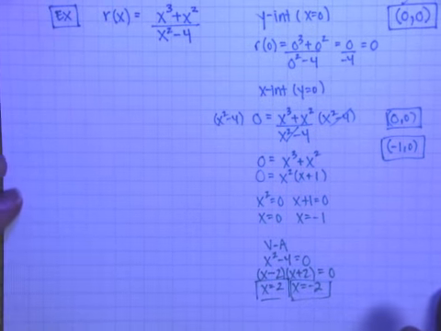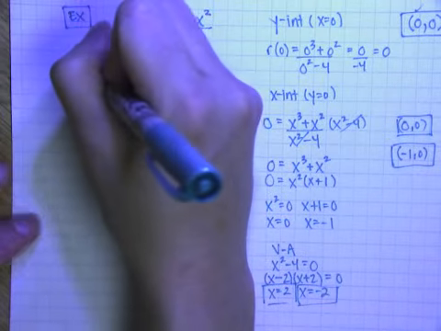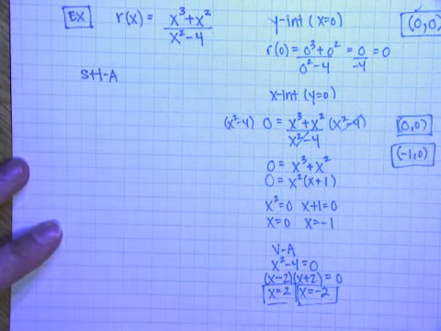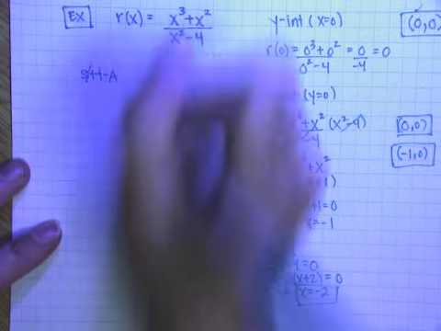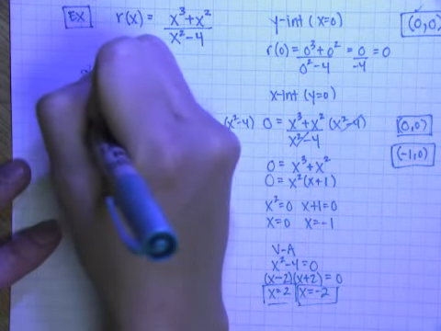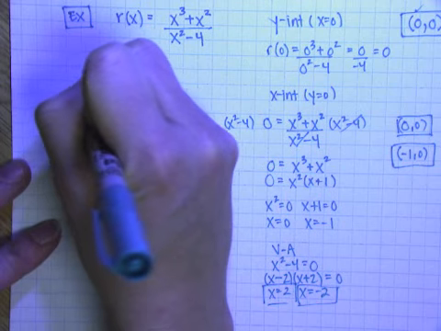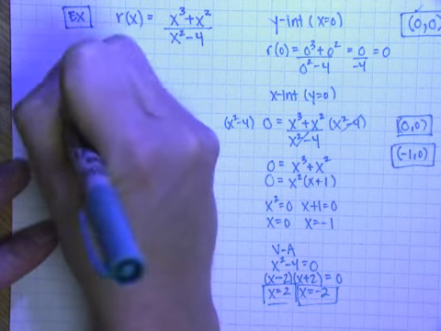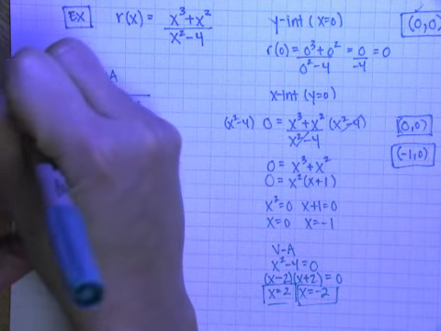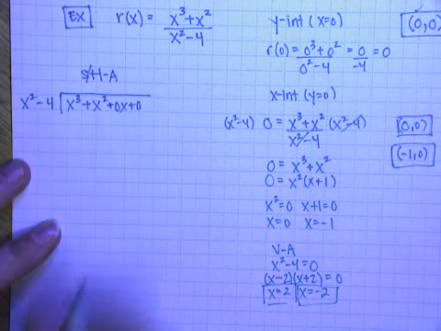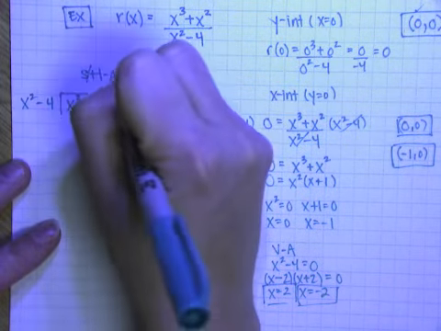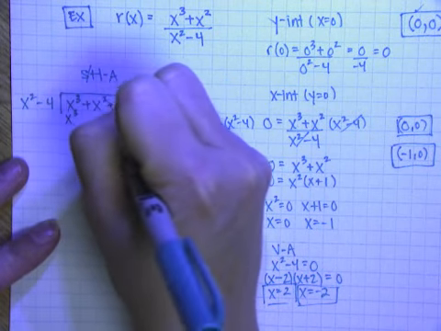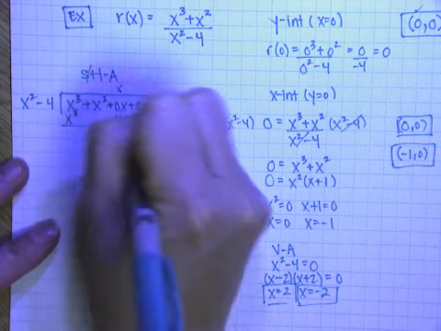And then last but not least, I'm going to do long division to find my horizontal asymptote. I'm going to call that, or it might be a slant, so maybe I'll say SHA, slant or horizontal asymptote. Let's see, for long division, I'm going to say x cubed plus x squared plus 0x plus 0. Put my space holders in there. And I want to see how many times x squared minus 4 goes into it. x times x squared gives me x cubed. x times negative 4 is a negative 4x.